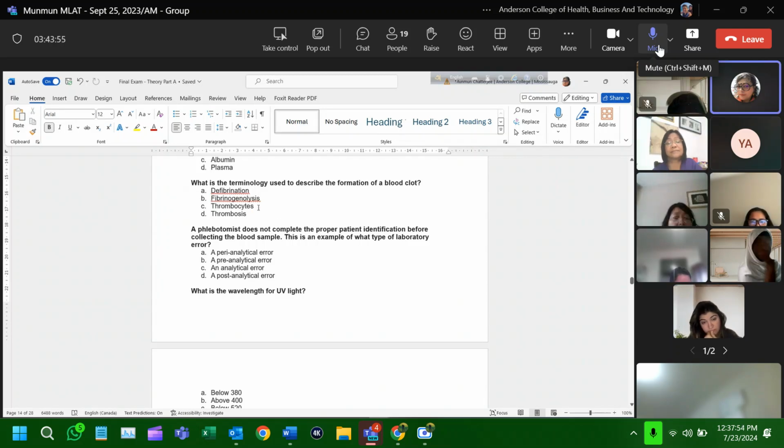What are thrombocytes? They're platelets. Platelets. These are blood platelets. What is fibrinogenolysis? Breakdown of the fibrinogen after clotting. When the thing is healing, it needs to be broken down.